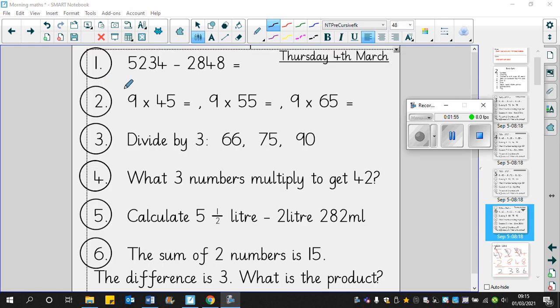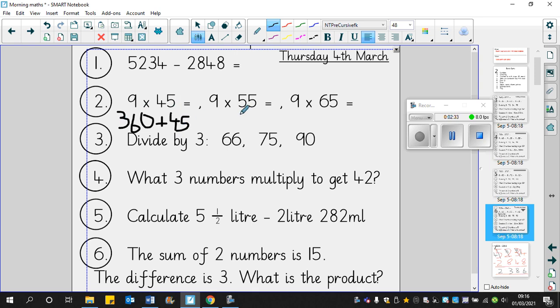Okay, on to question 2. Don't forget, when we're multiplying, there's a number of ways we can do that, but what I'm going to be doing with these is to partition the second number. So we've got 9 times 45, so we're doing 9 times 40. Well, 9 times 4 is 36, so therefore 9 times 40 is 360. And then we've got 9 times 5, and of course 9 times 5 is 45. So therefore the answer 9 times 45 is 405.